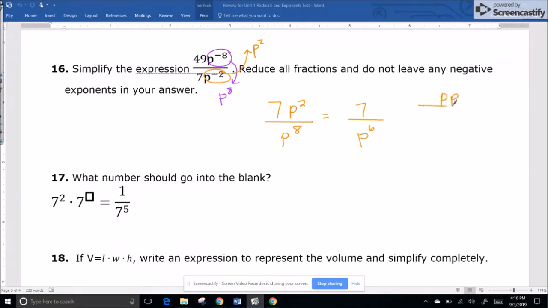If you need to see that written out, 2 p's in the numerator, 8 p's in the denominator, cancel. How many are we left with? 6. Where? Down in the denominator.